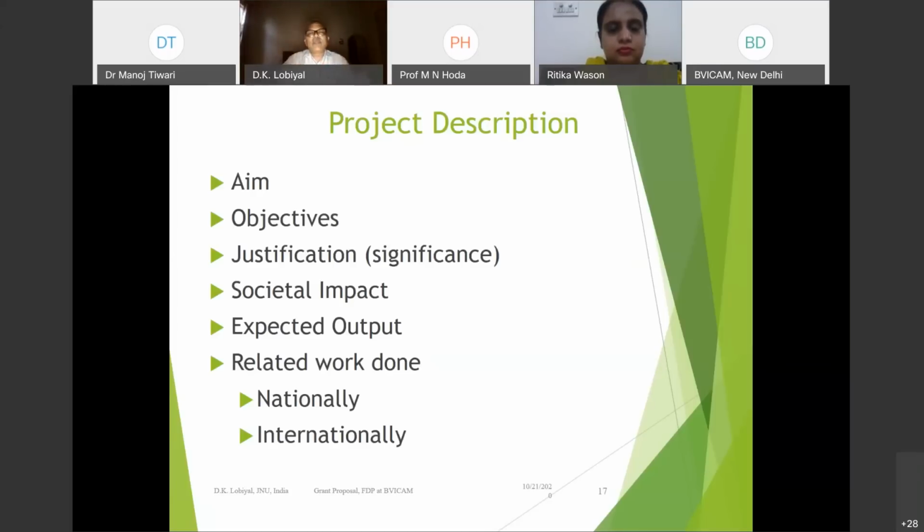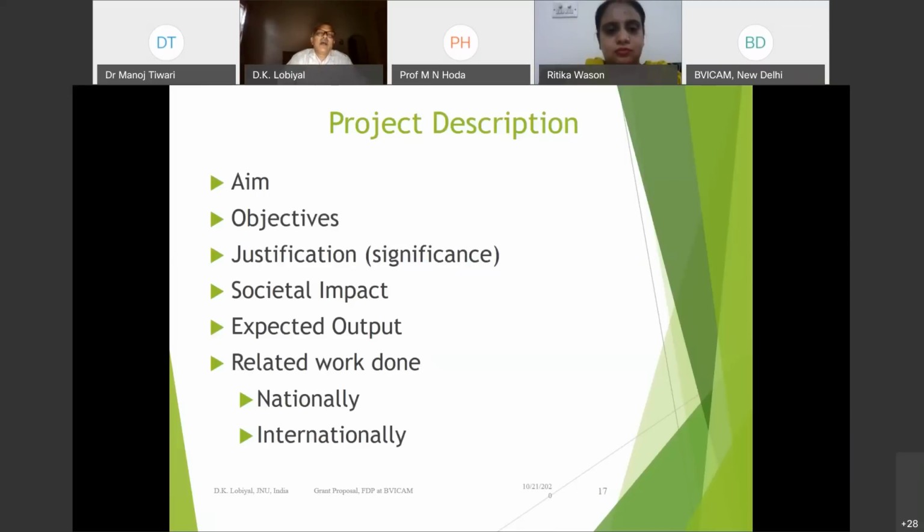So this kind of justification shows that this is a very significant project we are doing, and that it can have a societal impact. If not, whatever impact it is going to have has to be mentioned. Then the expected outcome. What is the outcome you are expecting from that project, which I said earlier also. That has to be mentioned.